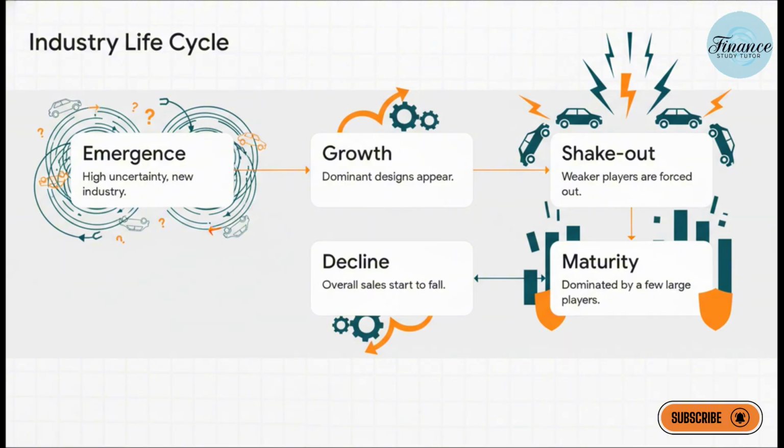While the PLC looks at one product, this model looks at the entire industry. It kicks off with emergence, where there's tons of experimentation and uncertainty. Then comes growth, but after that, a really crucial stage, the shakeout. This is where things get brutal. Competition heats up and weaker companies get forced out. That leads to a stable maturity phase with just a few big players left, and then eventual decline. Think about the electric vehicle industry right now. It's left emergence and is in this crazy growth phase that is definitely heading for a massive shakeout. The intensity of competition just changes completely from one stage to the next.